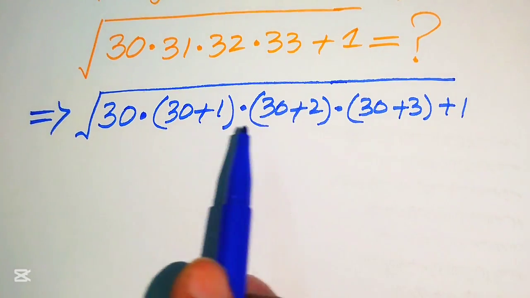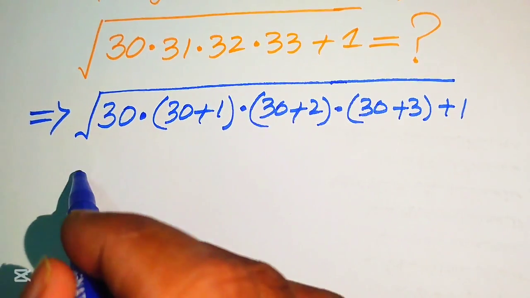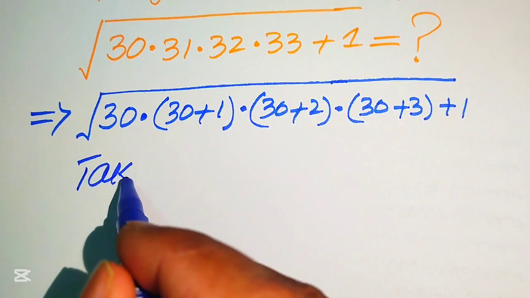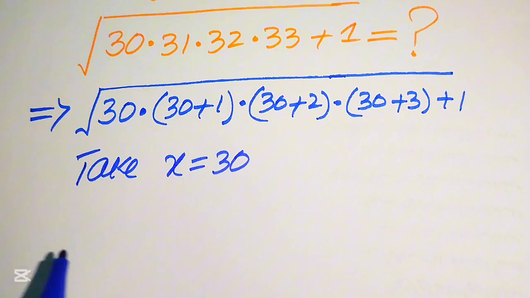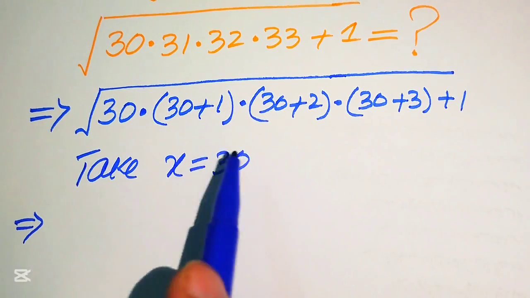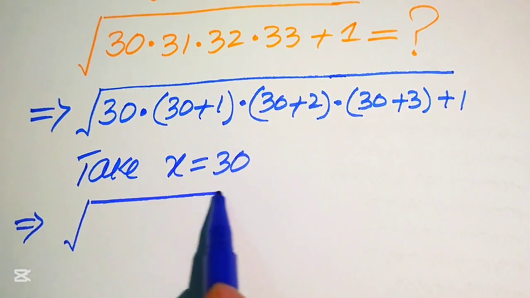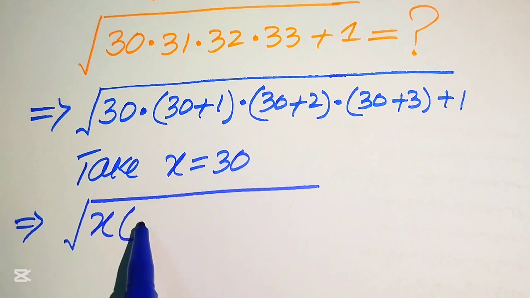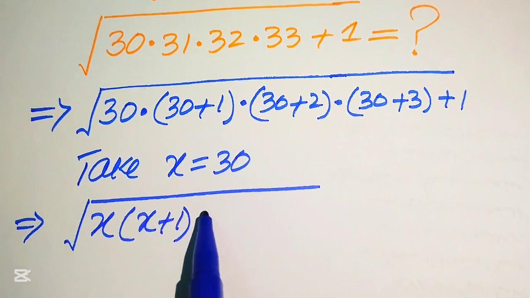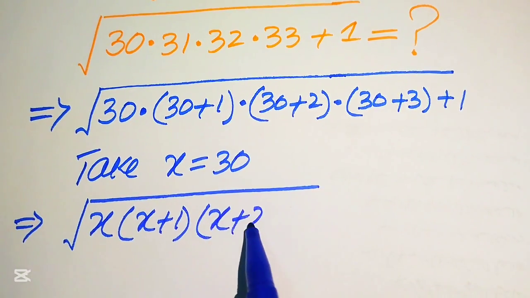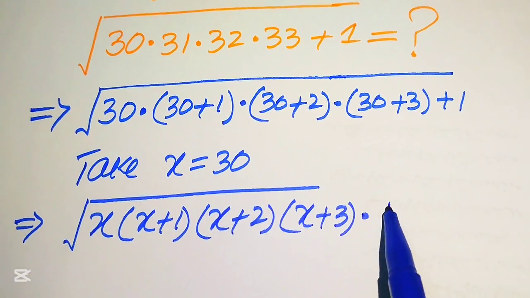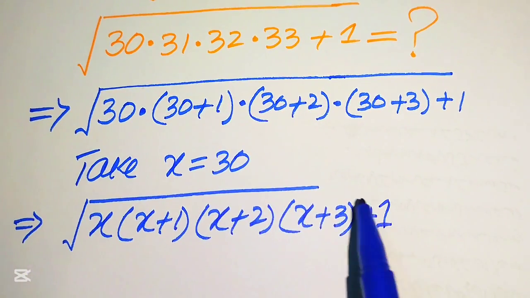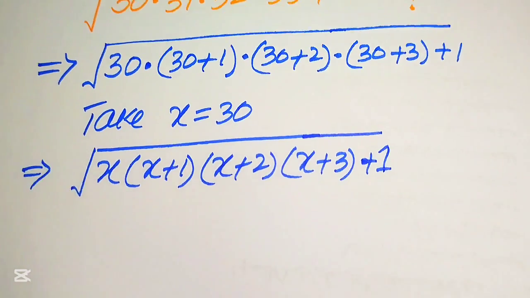Here you see that each of these terms involves 30. So now we can just take x equals 30. When you take x equals 30, our above expression is written as the square root of x into x plus 1 into x plus 2 into x plus 3 and plus 1, and its whole square root.